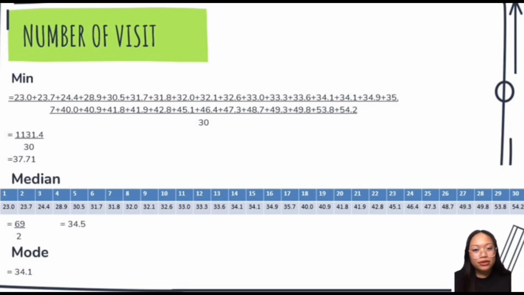After we sum all the data for metric 1, we got 1131.4. After that, we divide by 30, and the answer is 37.71.